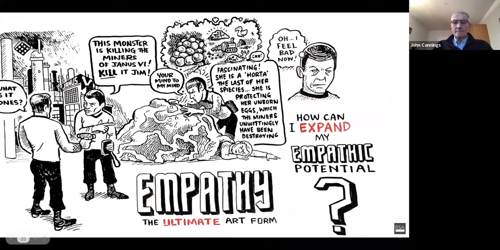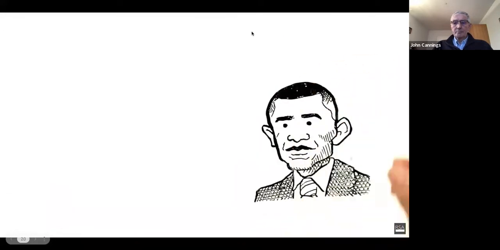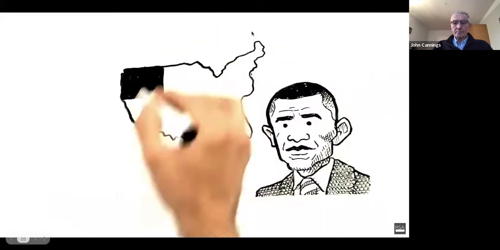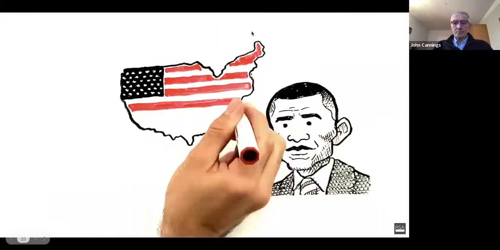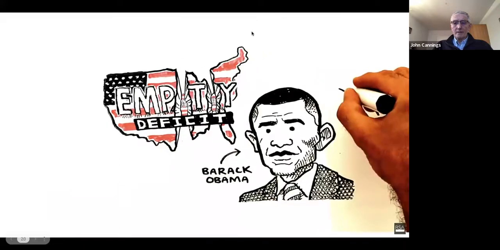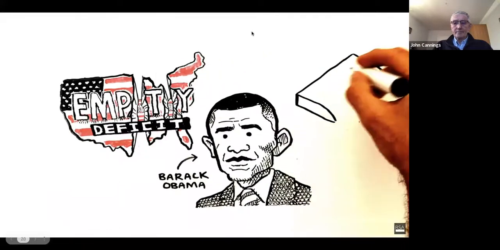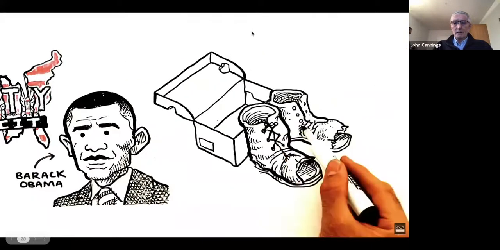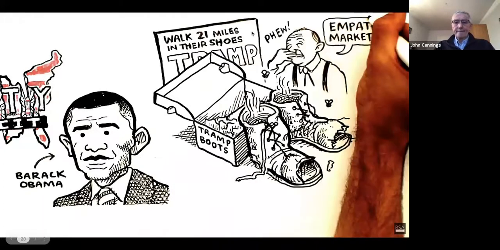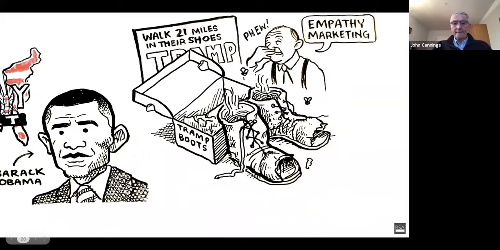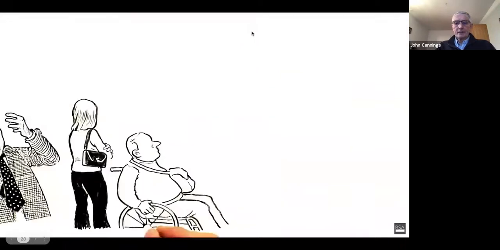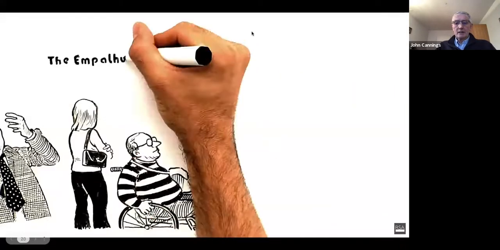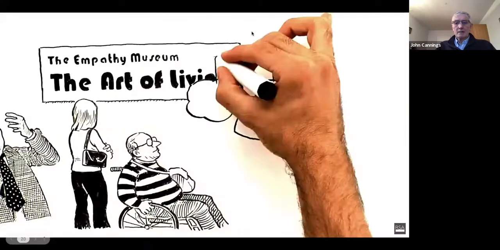Of course, empathy is more popular today as a concept than at any point in its history. Barack Obama has been talking for several years now about America's empathy deficit. You've got business people talking about empathy marketing. The neuroscientists are measuring the empathy parts of our brains. But I think what we need to do is focus more on two things. First, the way that empathy can be part of the art of living, a philosophy of life.